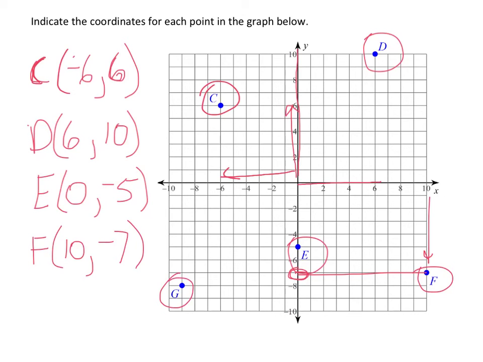For coordinate G, again, we have to look at the x coordinate first, and that is the horizontal component, and we hit G right here. So the x component is negative 9, and then the y is how far it goes down, and we go down to negative 8. So the coordinates for G are negative 9, negative 8.